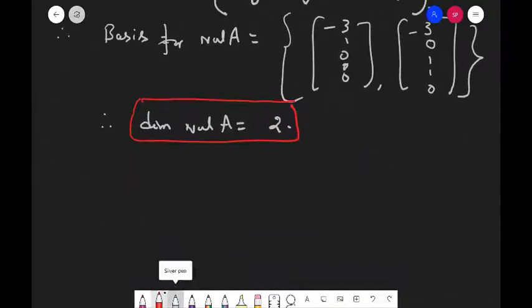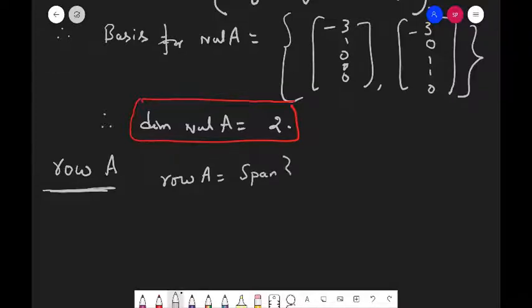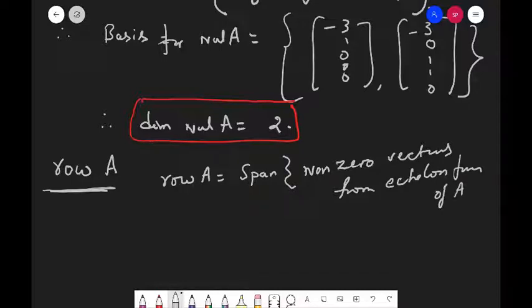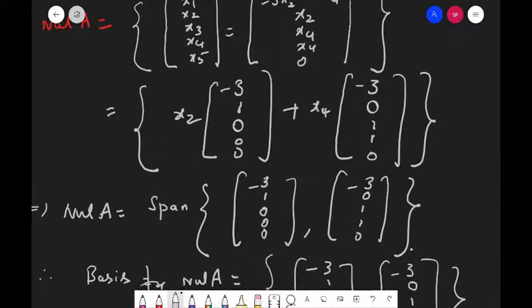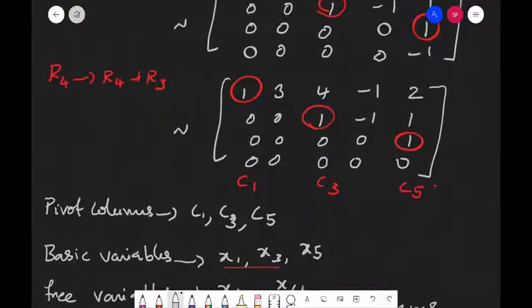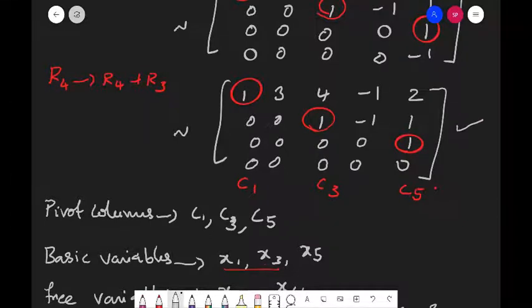So we got the dimension of null A. Next, let us write row A, the row space of the matrix A. Row A is equal to the span of the non-zero vectors from the echelon form of A. Now let us go back and look at the echelon form of A. This is the echelon form of A. R1 is a non-zero row, R2 is a non-zero row, R3 is a non-zero row, but R4 is a zero row.